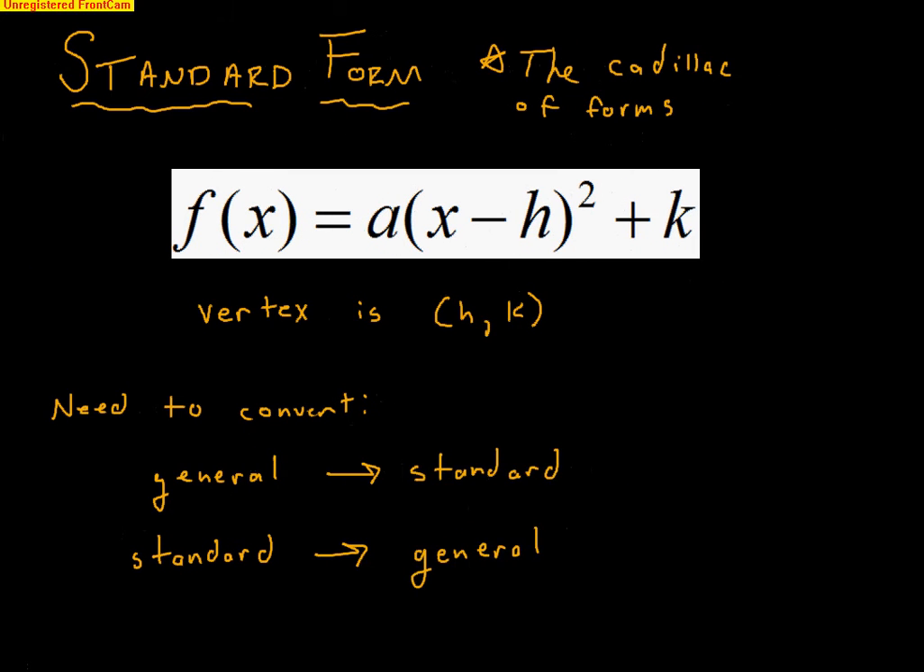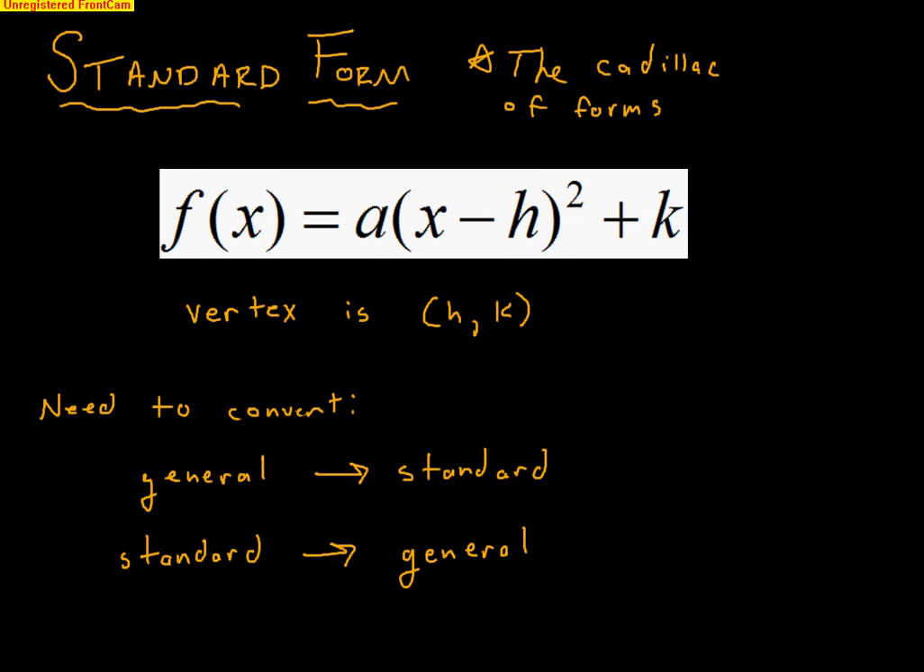All right, so we kind of want to talk now about the standard form of a quadratic. This is like the Cadillac of forms. This is the most important form. This is actually the preferred form for quadratics, but it's not the most common, believe it or not, but it is the most preferred. So first off, what is the standard form of a quadratic? It looks like this: a times (x minus h) squared plus k.